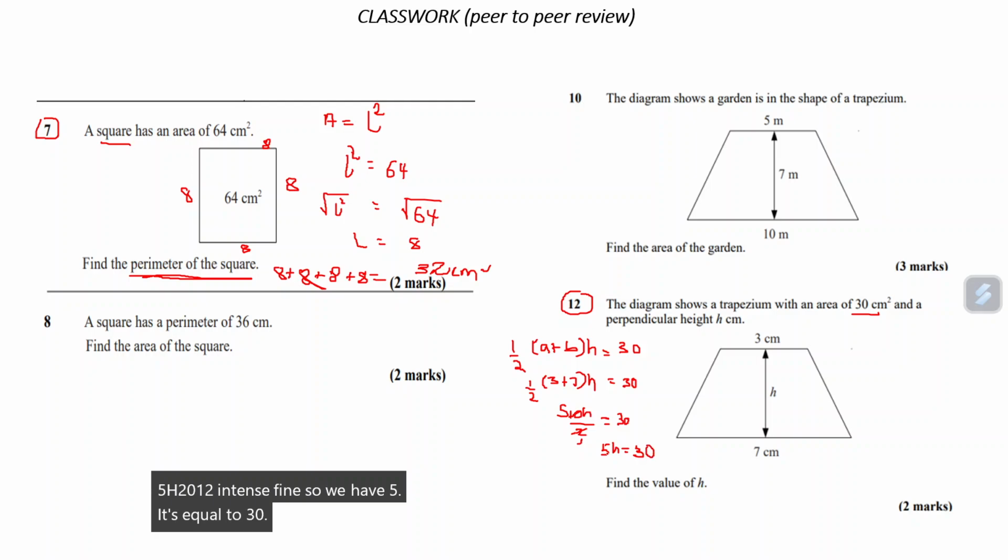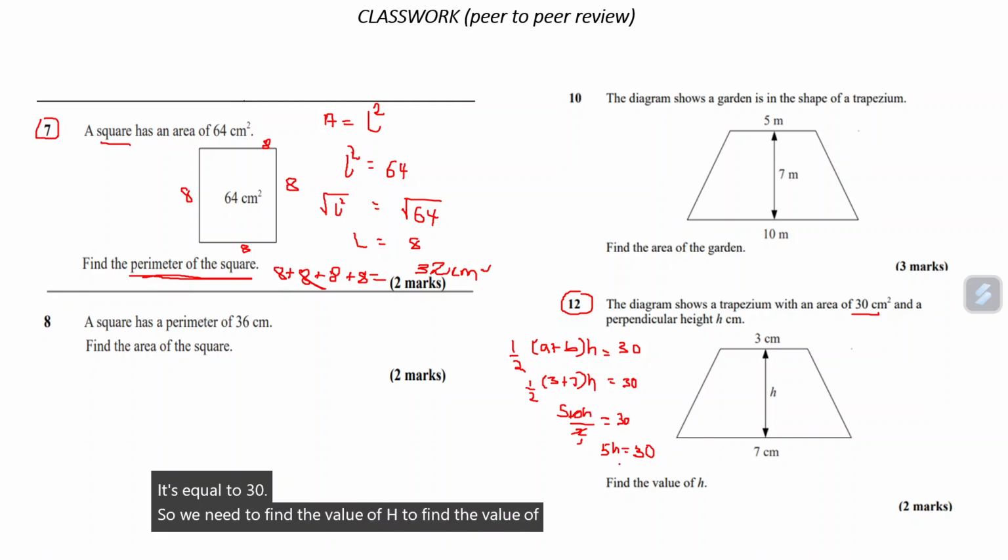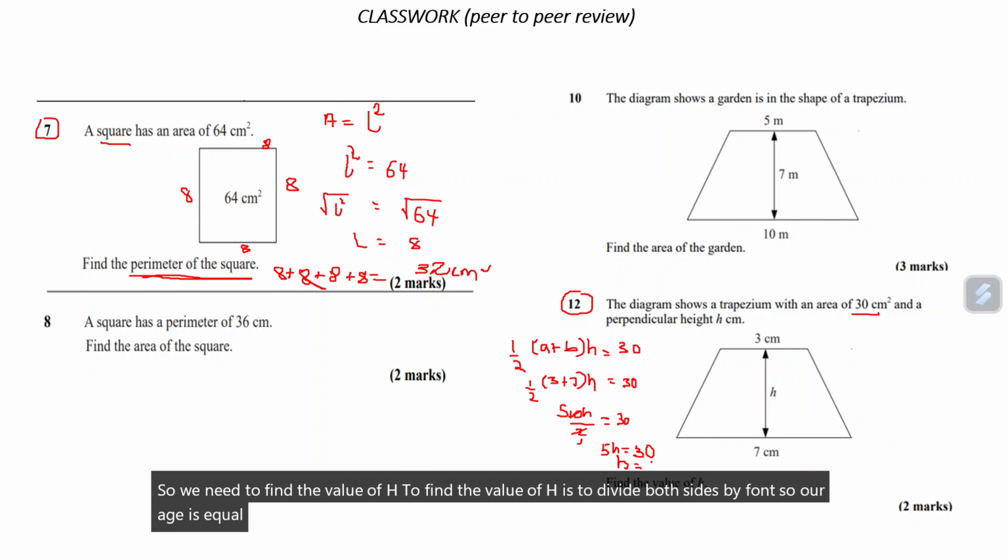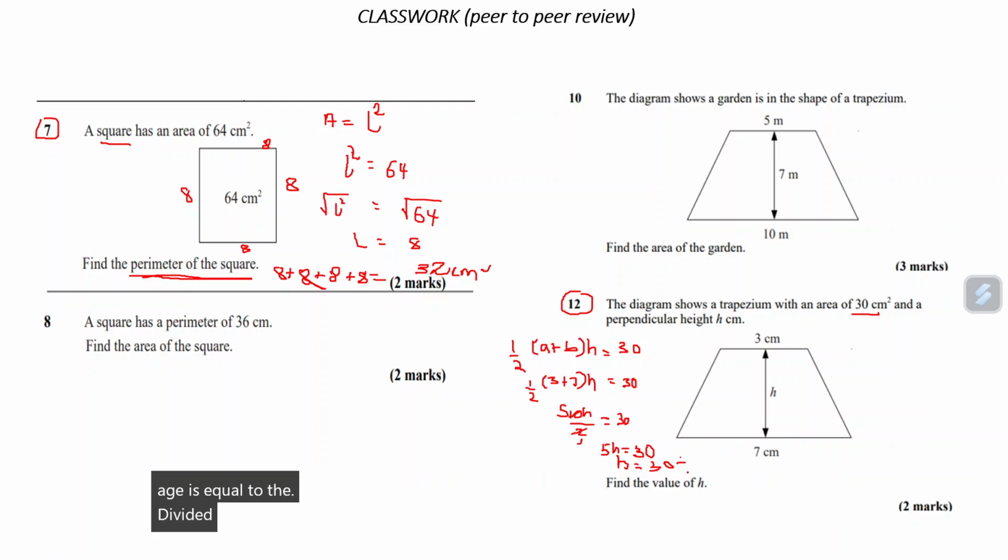So we need to find the value of h. To find the value of h, we divide both sides by 5. So our h is equal to 30 divided by 5, which is 6 centimeter.